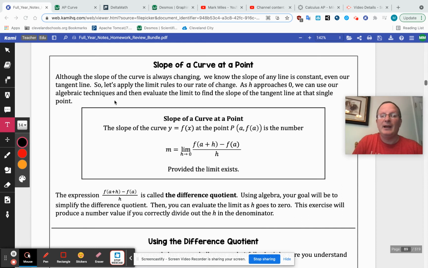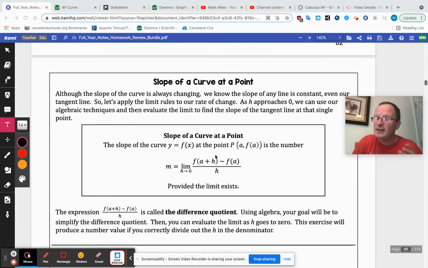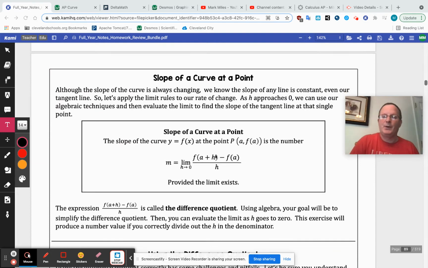So I love this. Although the slope of a curve is always changing, we know the slope of any line is constant, even our tangent line. So let's apply the limit rules to our rate of change. All right, we want h to go to 0. Now, of course, it can't. So, though, if we did send h to 0, those 2 points, that p and that q that were on the previous thing here, would come together and be the exact same point, and you would have the slope at 1 point. Okay, that's our goal.